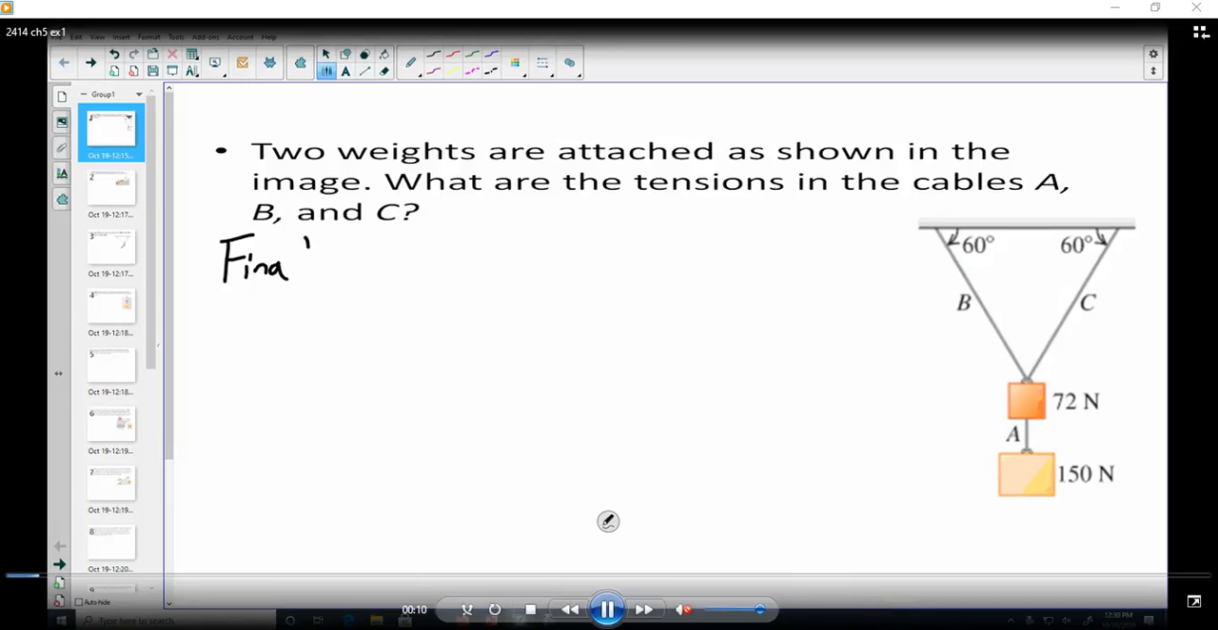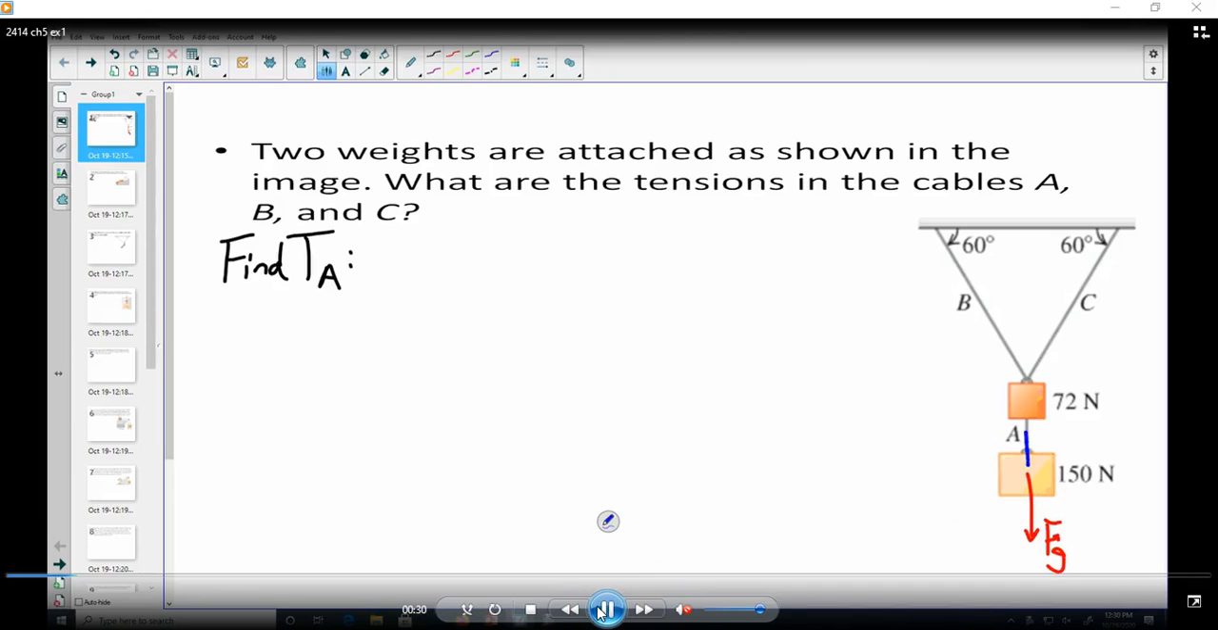Okay, so this is the example we did in class. We're looking for the tension in the three cables A, B, and C. Starting with cable A, since it's in equilibrium, the sum of the forces on it will be equal to 0. So we want to find the forces that are on the 150 Newton block.